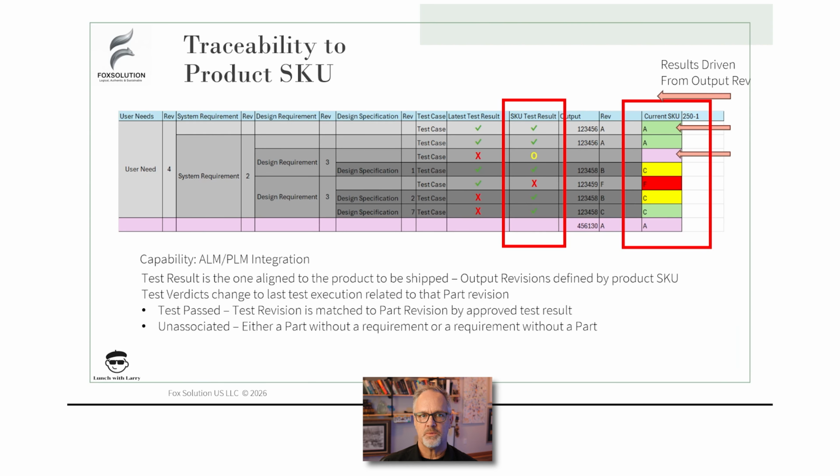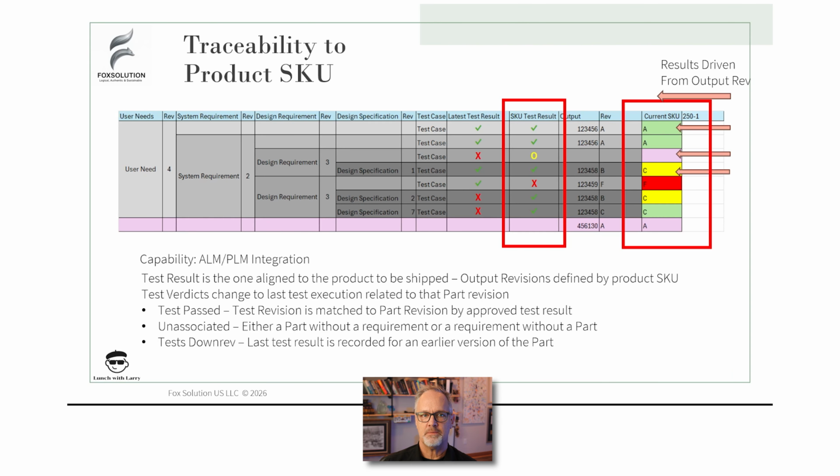But we're also going to have situations where they're unassociated. So we either have a part in the SKU that doesn't have a test case, or we have a test case that doesn't have a part. In that case, we have to correct it before we can say that the part's ready to ship because we haven't tested it or we don't have the evidence that it's been tested.